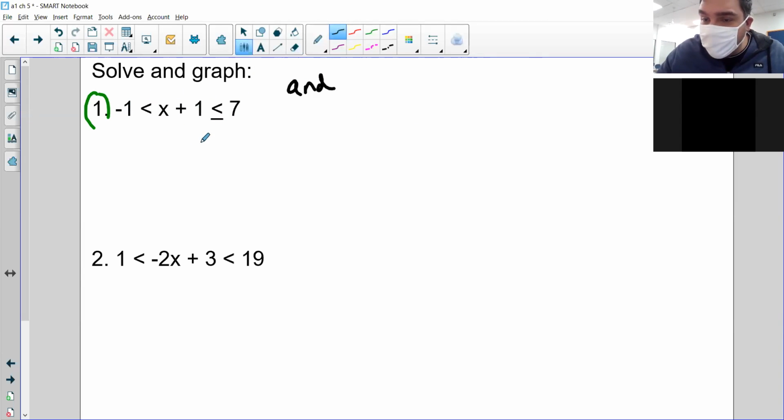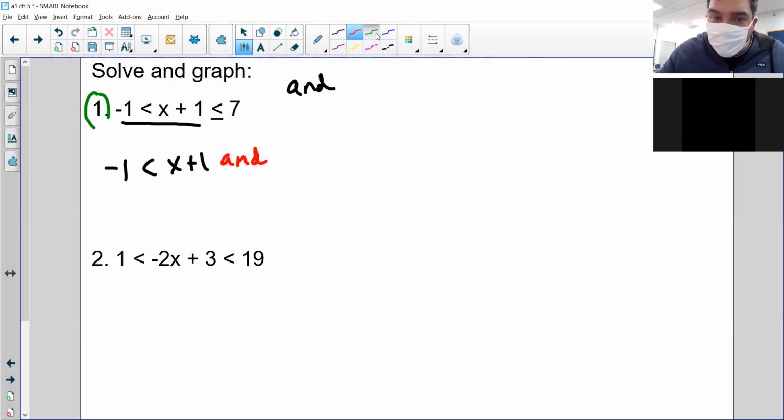Now we want to solve this. But before we solve this, we're going to split it into 2 separate equations. We're going to write the first part, which is -1 is less than x plus 1. And the second part also uses the middle. You're going to double dip on the middle here. You're going to use it twice. x plus 1 is less than or equal to 7.